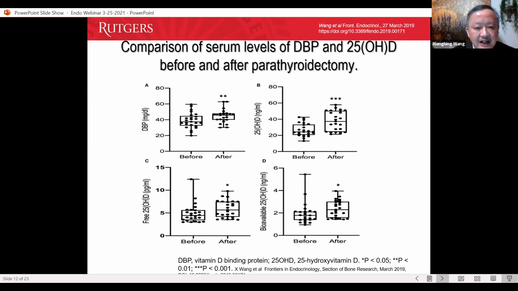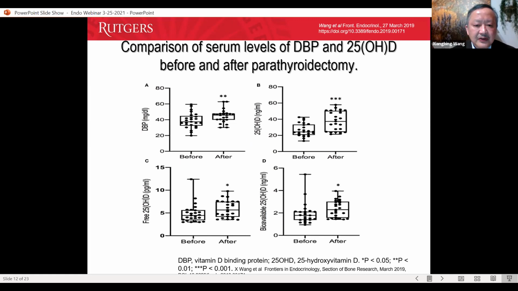And we also have 25 patients. We did a surgery. So more than 3 months after surgery, we found the D binding protein actually returned to normal compared with the control, and also the 25 vitamin D level is up a little bit, and the free and the total, free and bioavailable also increase after surgery.